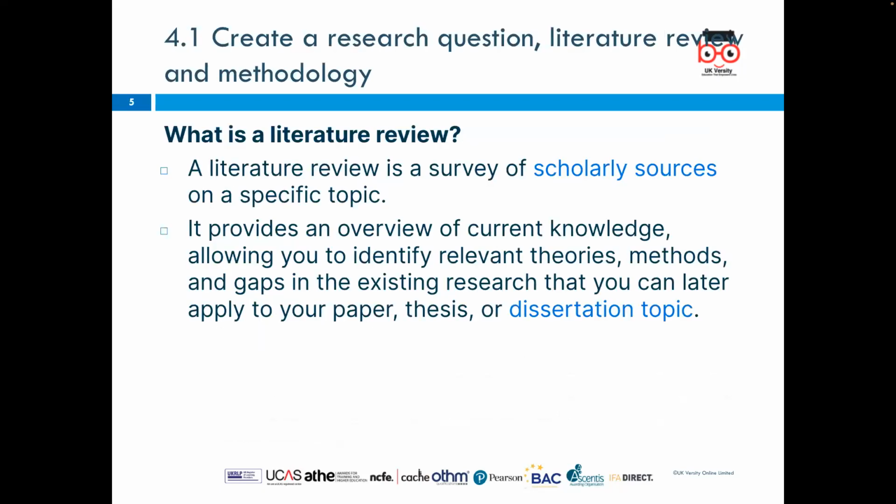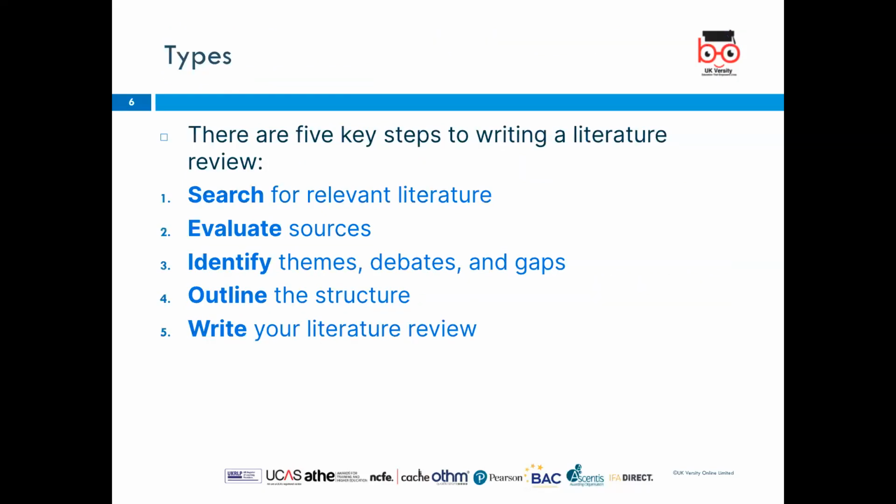So over here, we have creative research question, literature review, and methodology. The first question you have to ask yourself is, what is literature review? A literature review is a survey of scholarly sources on a specific topic. It provides an overview of current knowledge, allowing you to identify relevant theories, methods, and gaps in the existing research that you can later apply to your paper, thesis, or dissertation topic. What are the types? There are a few key steps to writing a literature review. You have to search for relevant literature, evaluate sources, identify themes, debates, and gaps, outline the structure, write your literature review.